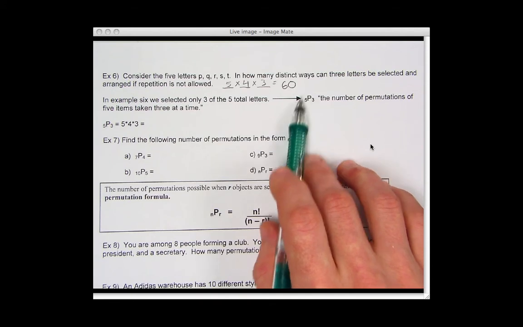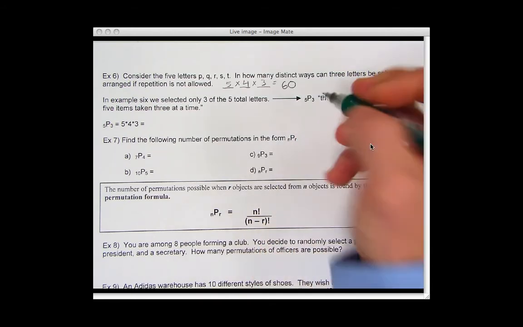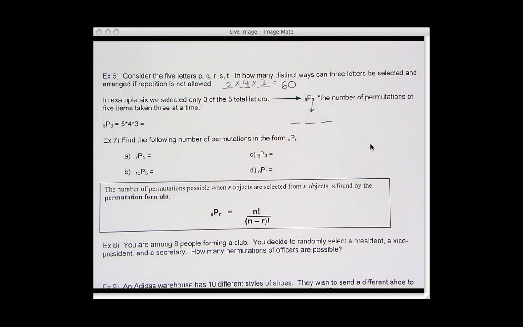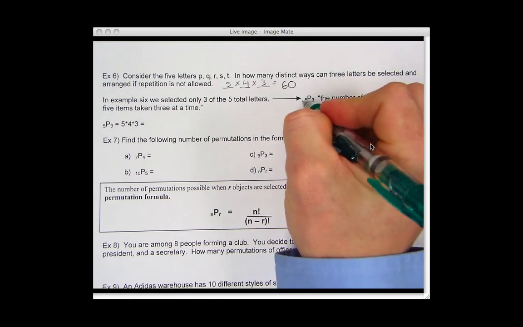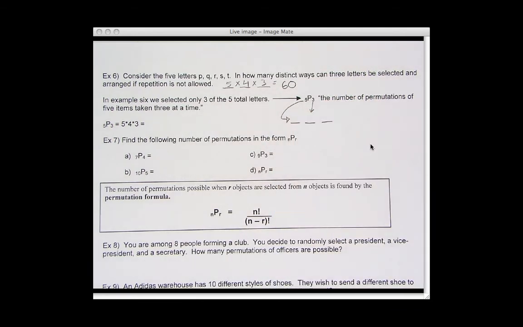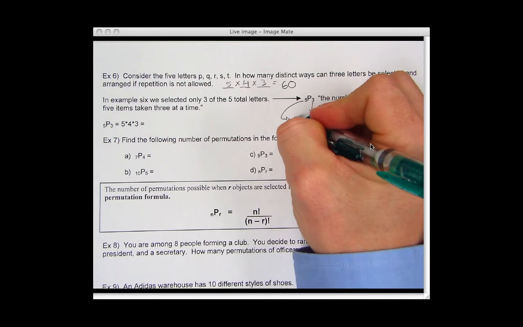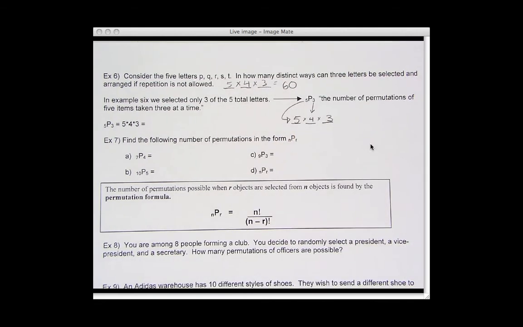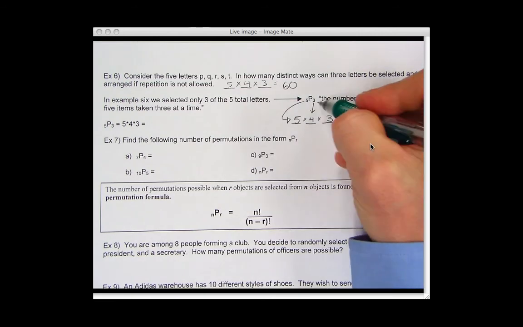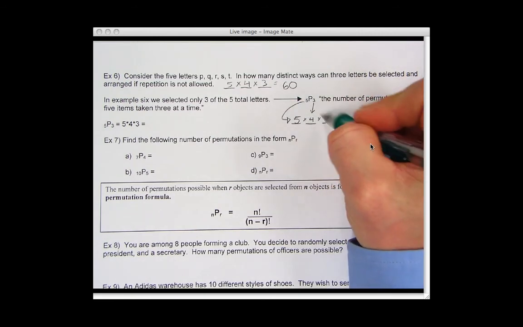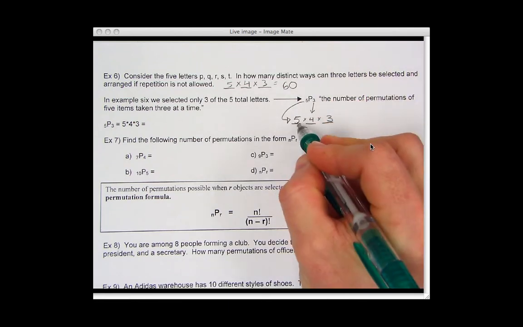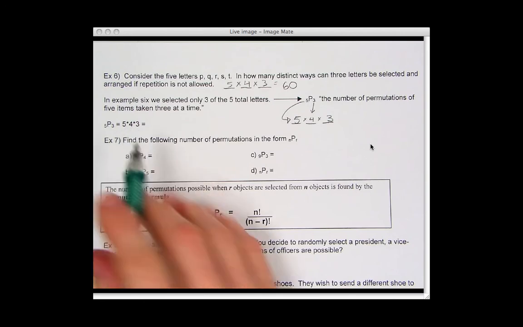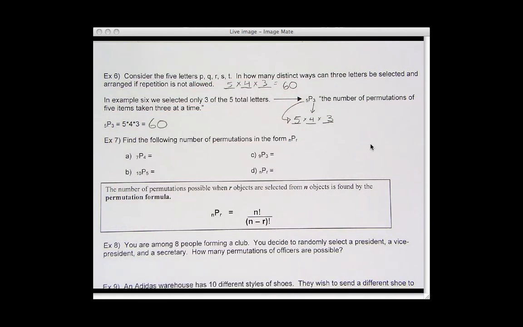So what this means is when we set up the fundamental counting principle, that 3 means we have 3 spots. The 5 means that's the number we actually start with because there were 5 possibilities. So you get 5 times 4 times 3. Got it? So the 3 is the number of slots. The 5 is the number we start with. So you can see here that 5P3 is 5 times 4 times 3, which is our 60.